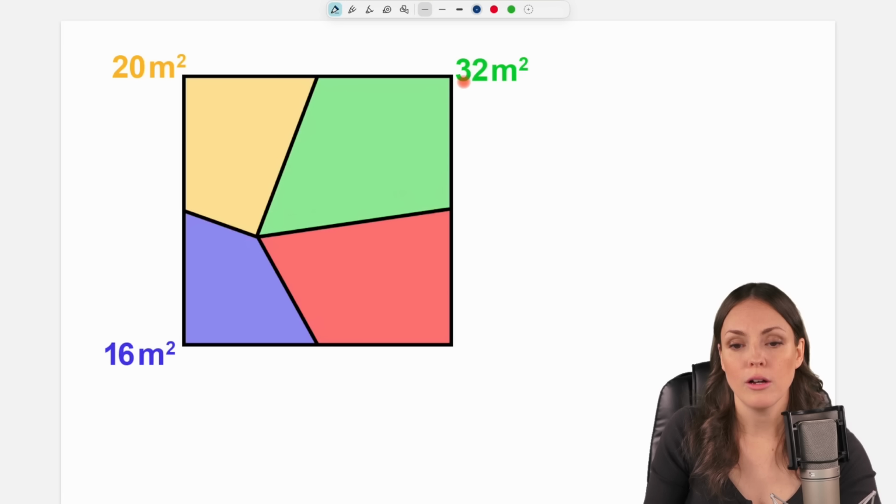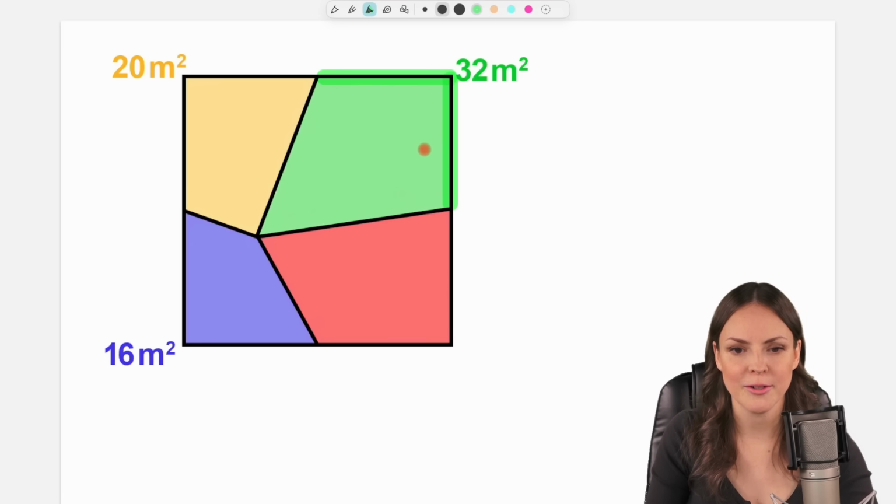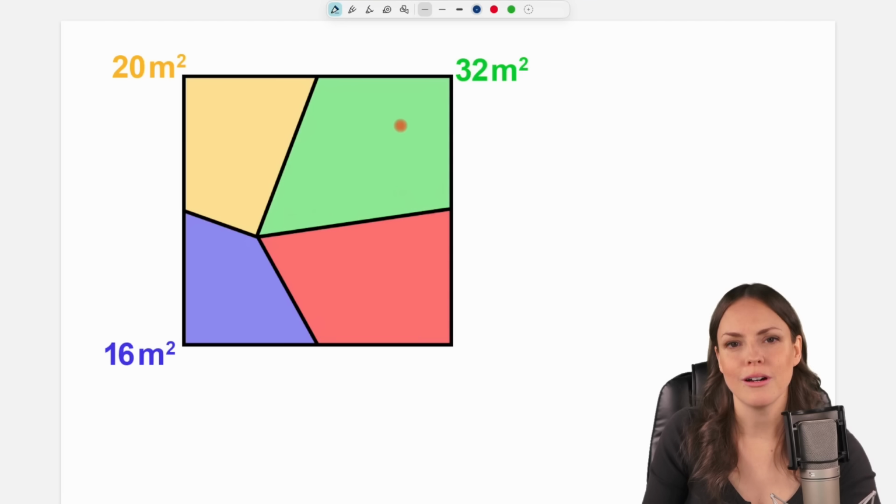We know that it is of size 32 square meters, and we know that this side here has the same length as this side here. But working with quadrilaterals is not so easy, actually. So I would prefer to divide this quadrilateral into 2 triangles, because working with triangles is way easier. And we can divide this into 2 triangles, for example, like this.